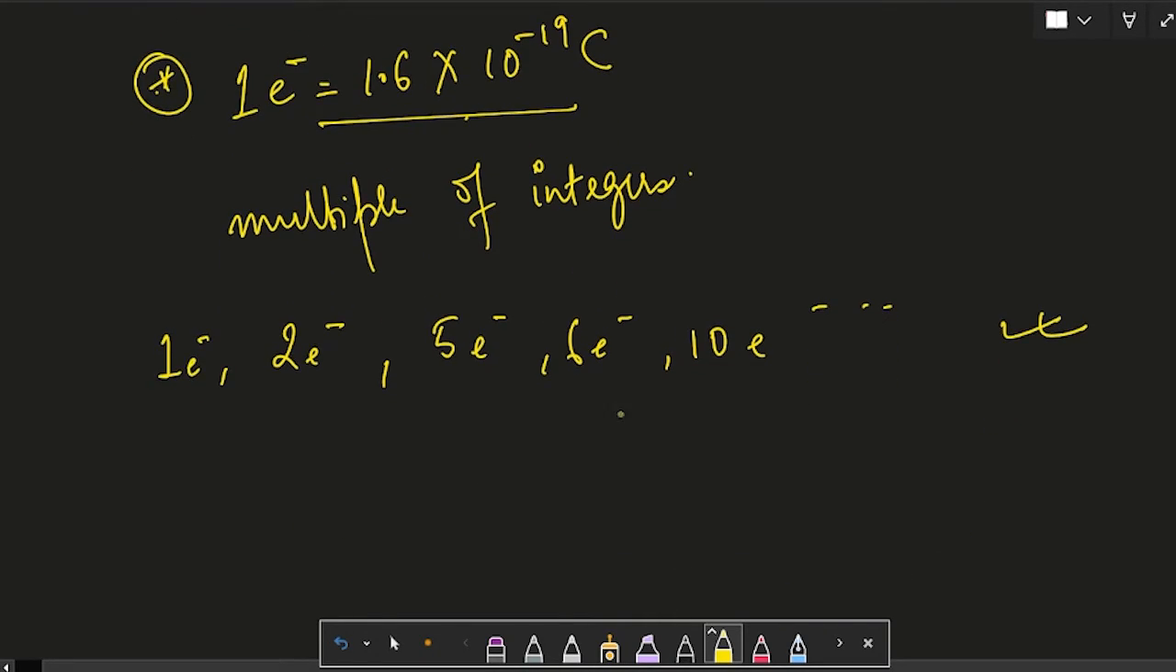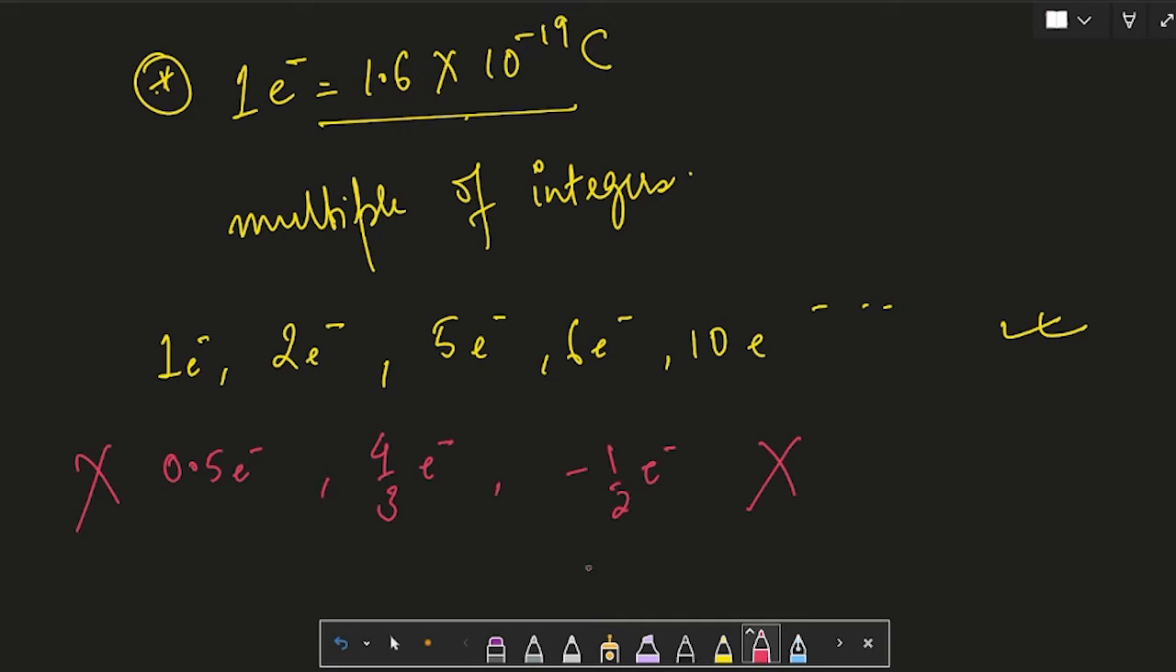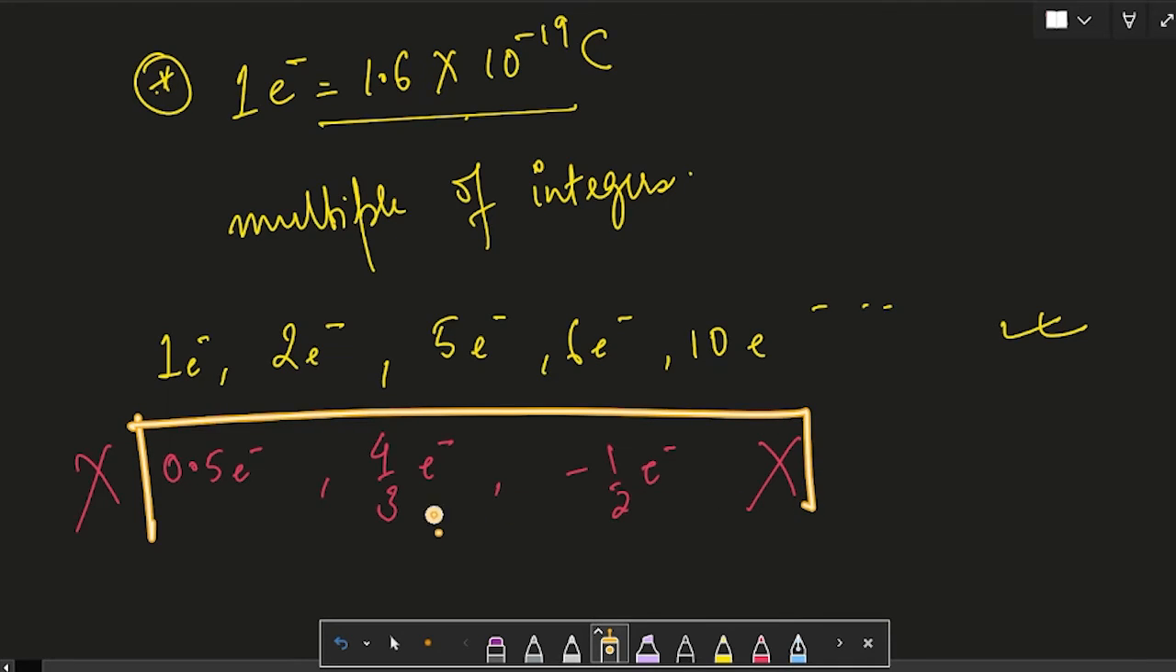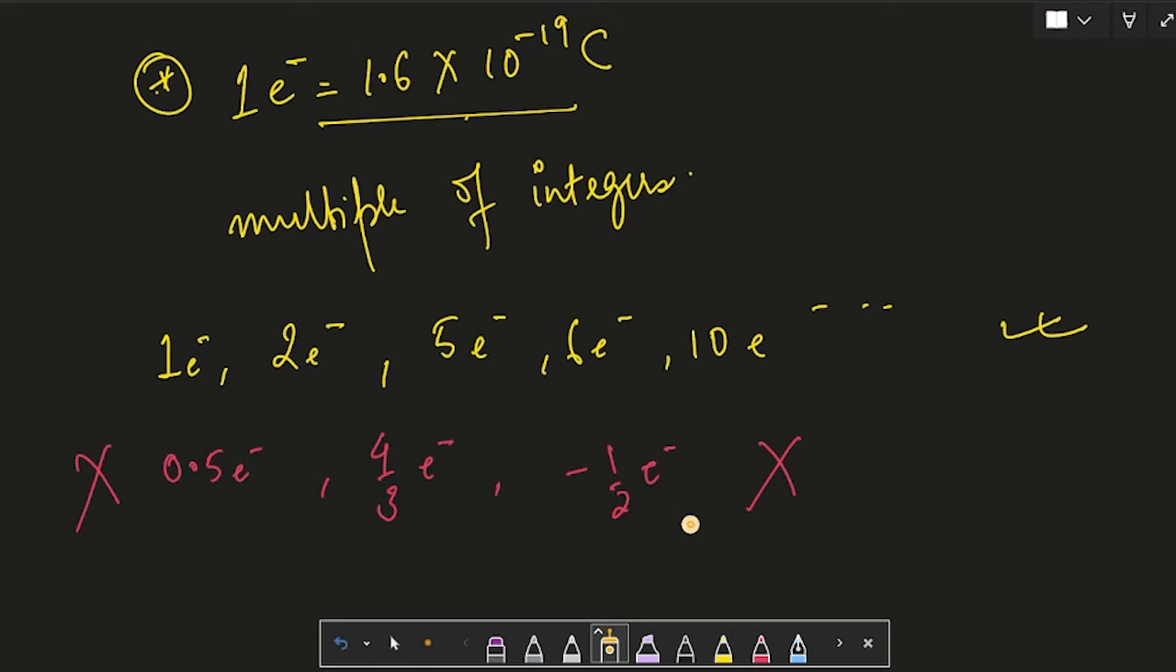But charges won't exist in the form of decimals like 0.5 electron. This is not acceptable. Let's say 4 by 3 electron, or minus 1 by 2 electron. This is not acceptable. The red mark here is not acceptable. The charges cannot exist in this form. Charges can only exist in integer form. So no decimals and no fractions allowed.